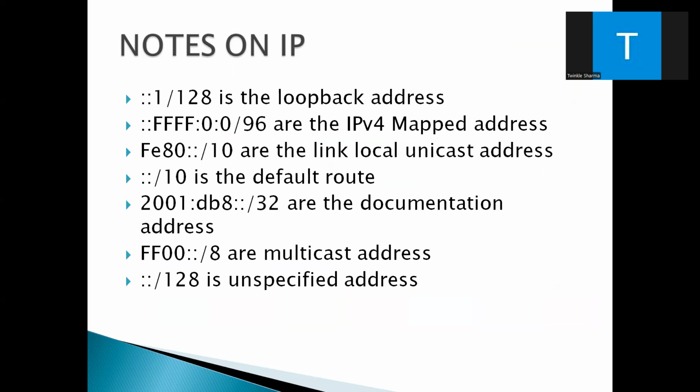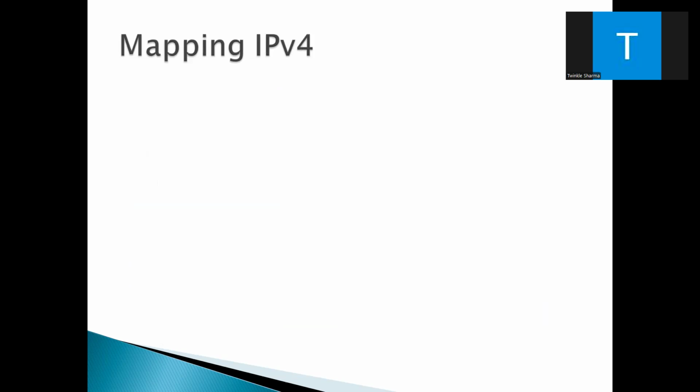::1/128 is a loopback address. ::FFFF:0:0/96 are the IPv4 mapped addresses. We also discussed the mapping of IPv4. FE80::/10 are the link local unicast addresses. ::/0 is the default route. 2001:DB8::/32 are the documentation addresses. FF00::/8 are multicast addresses. ::/128 is the unspecified address.